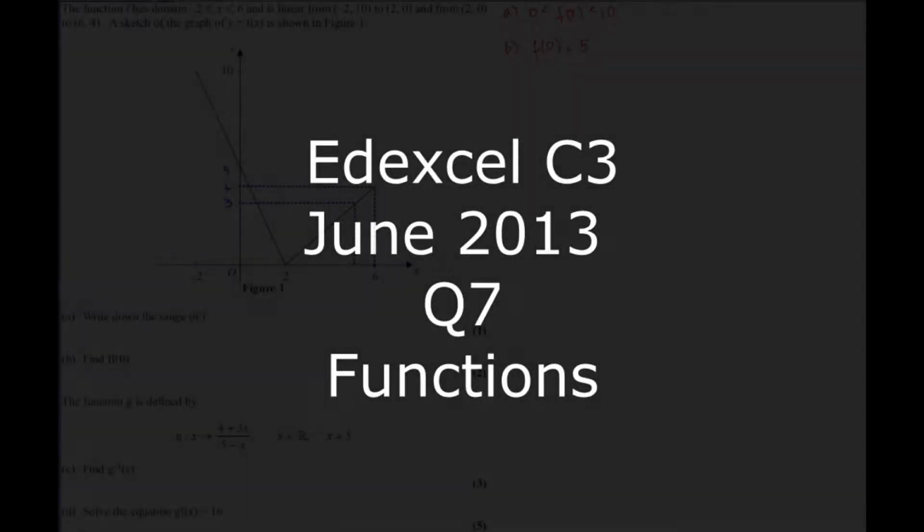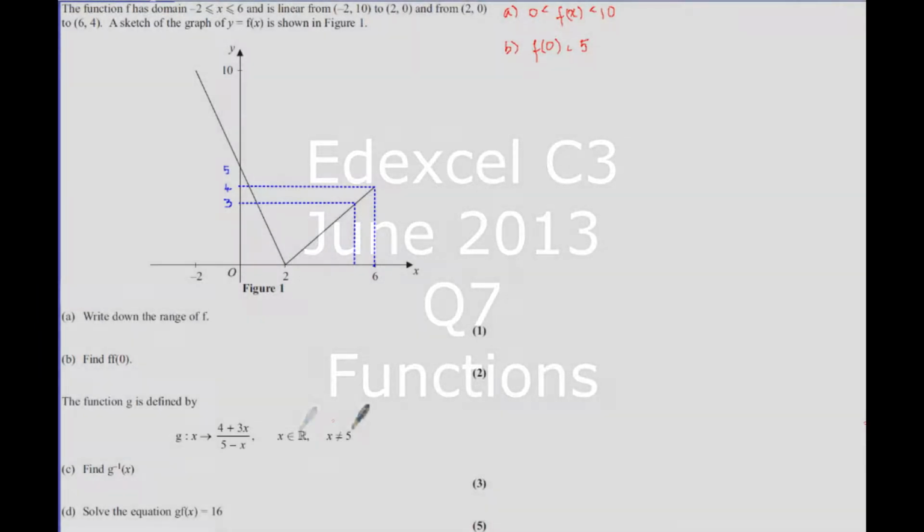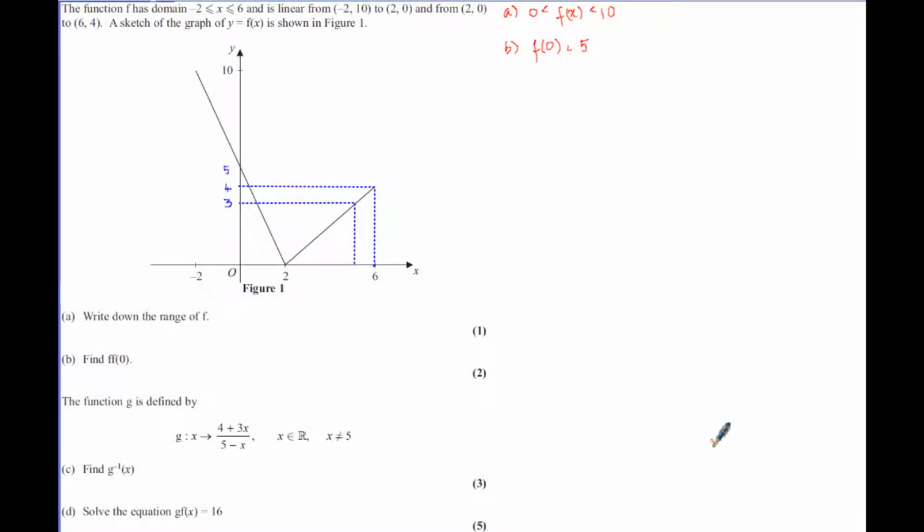Hi, Edexcel C3 May 13, question 7. It's functions and it's worth 11 marks. And it's pretty straightforward. There's a sneaky little part out of those 5. But we've got a range, we've got to plug 0 in and then follow it through. We've got to rearrange a function to find an inverse, and then we're going to solve an equation. It's a pretty standard later function question.